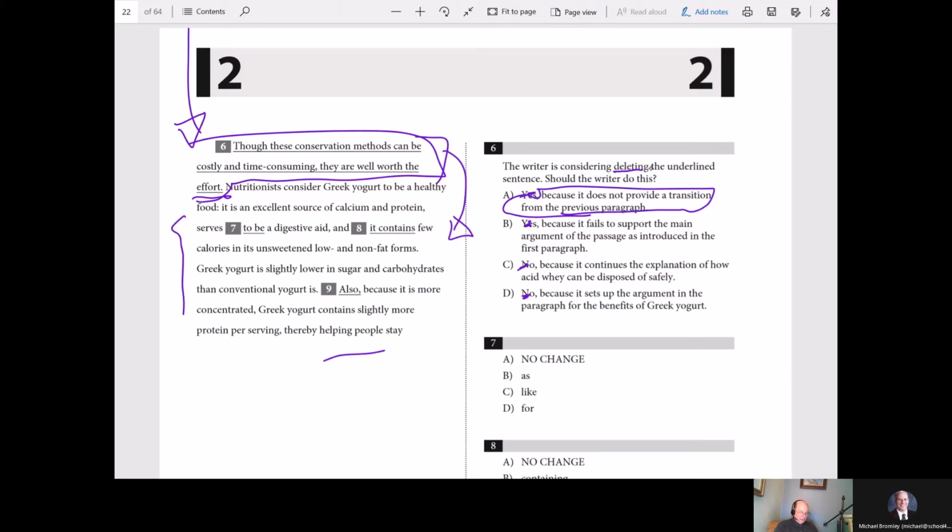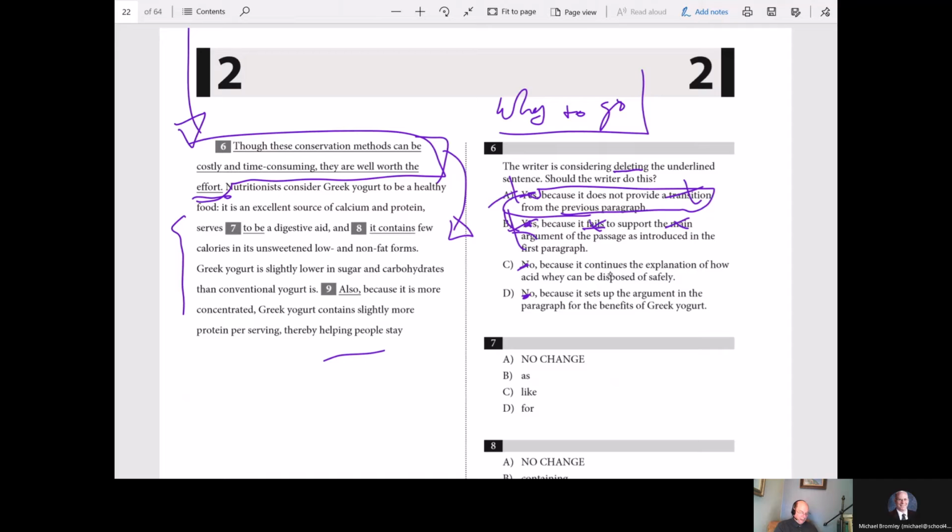So do you delete it because it does not provide a transition? Well, it does provide a transition from the other paragraph, so that's wrong. Delete it because it fails to support the main argument of the passage introduced in the first paragraph. Why would it be supporting the main argument? And it certainly doesn't fail to. Remember, this thing is called way to go, so, oh, we should go with way. So that does sort of support it, and that's regardless, because it's got to support this paragraph anyway. So I want to get rid of those, and therefore I know I want to keep it.